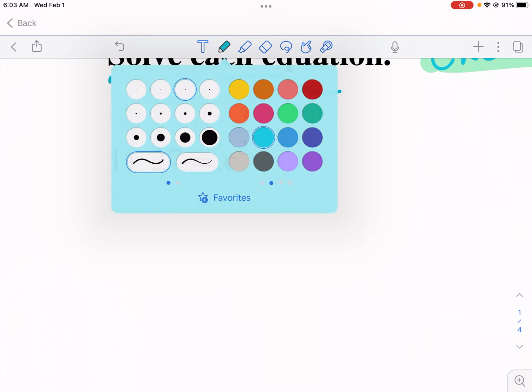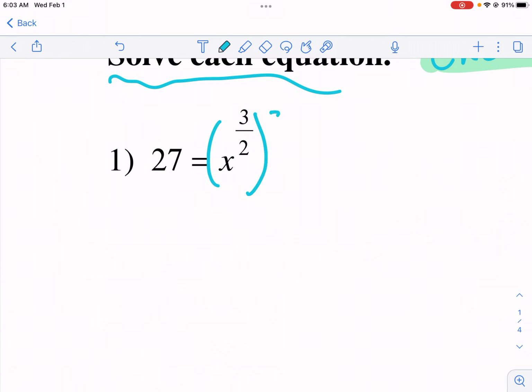I'm going to take this x, and I'm going to raise it to the 2/3 power, okay? And I need to do that to both sides, 2/3. The whole reason why I do that is because all those are going to cancel out. I get x. Then I have 27.